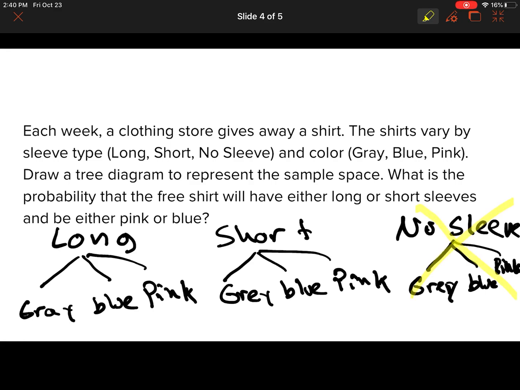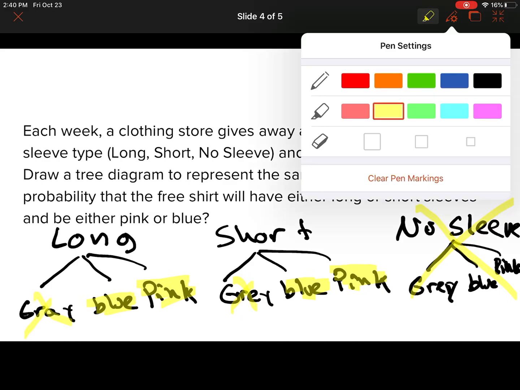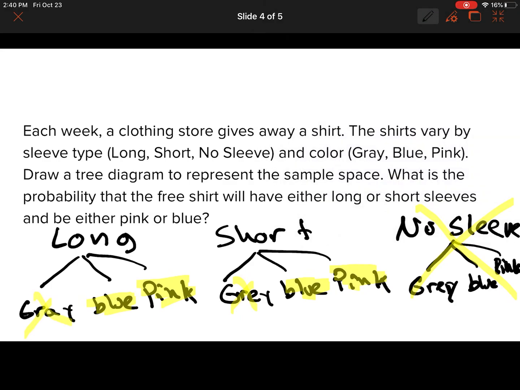Alright, so long and short sleeves are our 2 on the left, so we can get rid of no sleeves, right? We're not going to have a no sleeve option here, so it leaves us down to 6. We want to find out if it's long or short sleeves. We have these 6 here, and then pink or blue. So we'll highlight pink and blue on both of these, and we'll get our options. So we're getting rid of gray here.